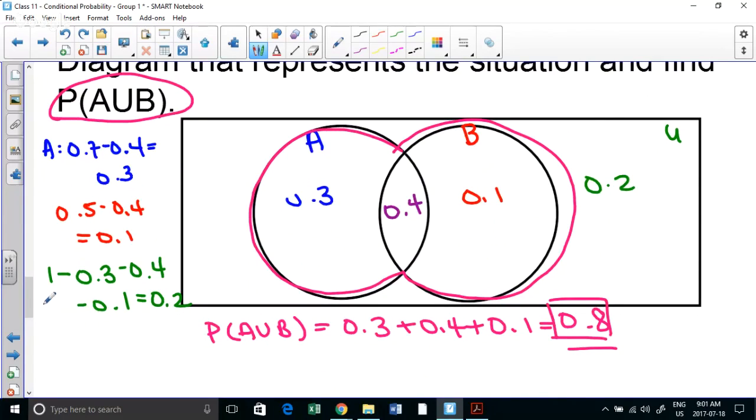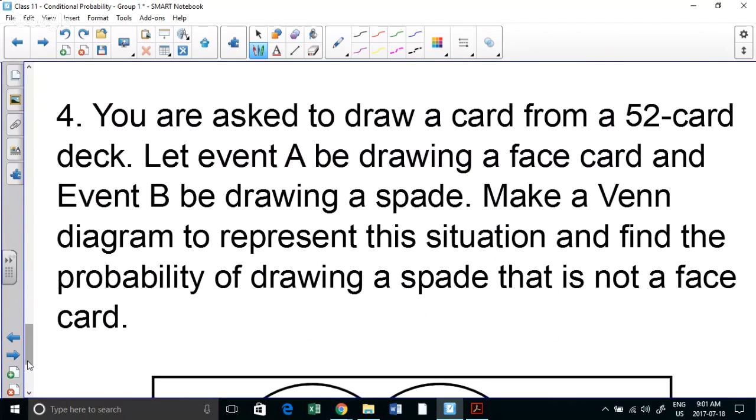Okay. You are asked to draw a card from a 52 card deck. Let A be drawing a face card. And B be drawing a spade. Make a Venn diagram to represent the situation and find the probability of drawing a face card, a spade that is not a face card.